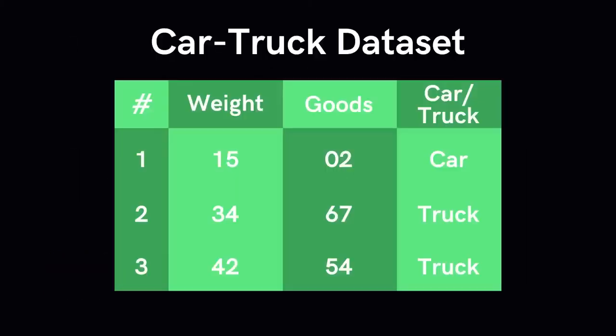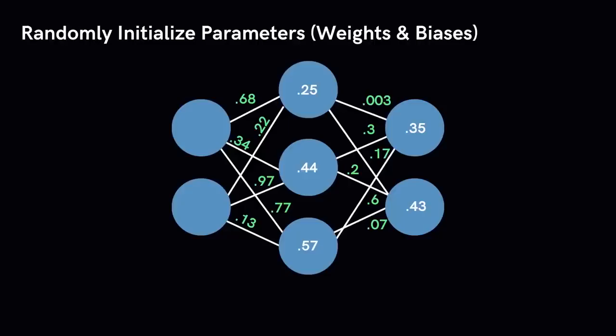Let's visualize the training process with a real example. Let's suppose we have a dataset. This dataset gives us the weight of a vehicle and the number of goods carried by that vehicle, and also tells us if those vehicles are cars or trucks. We want to go through this data and train our neural network to predict cars or trucks based on their weights and goods. To start off, let's initialize the neural network by giving it random weights and biases. These can be anything. We really don't care what these values are, as long as they're there.